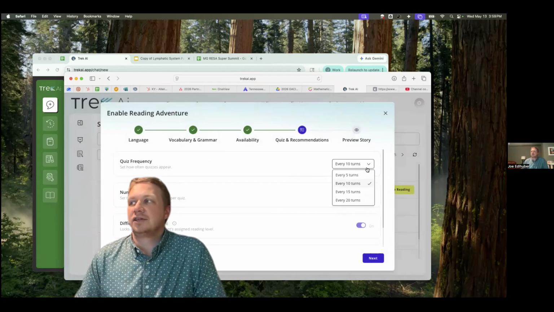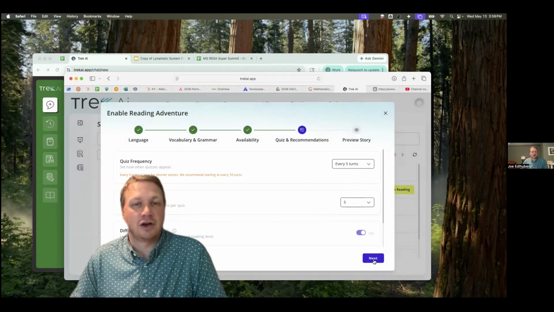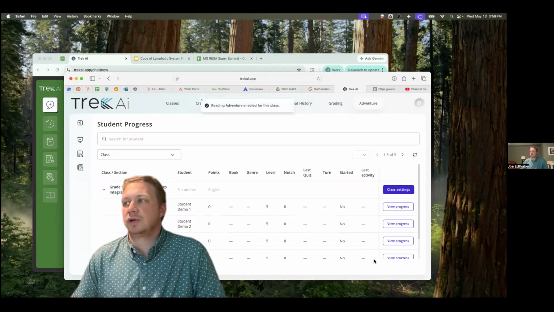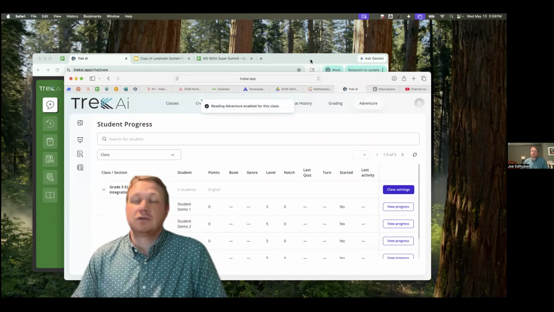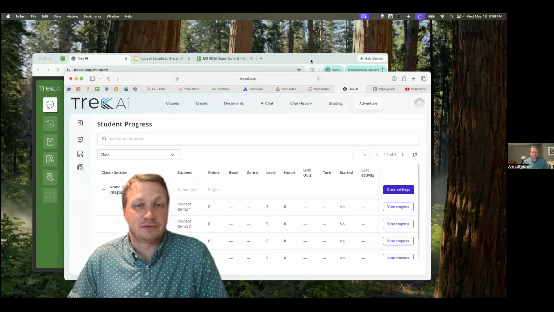You can set the availability to have students be able to read this at home, during the school day, whenever they want. So now that is how easy it is to get set up if you're the teacher.